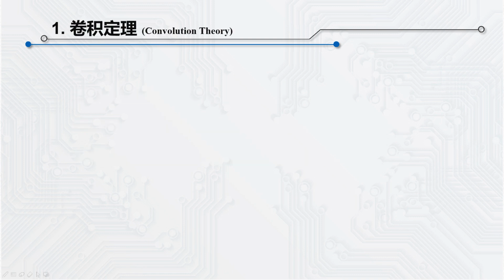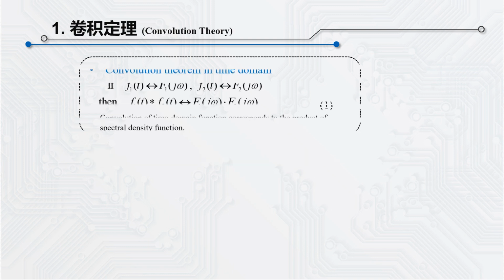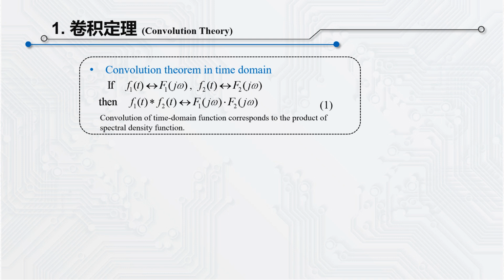First, let's review the convolution theorem. Convolution theorem is divided into convolution theorem in time domain and convolution theorem in frequency domain. Convolution theorem in time domain means that convolution of time domain functions can be expressed by product of spectral density functions, as shown in Formula 1.